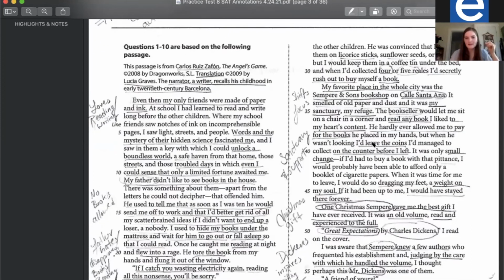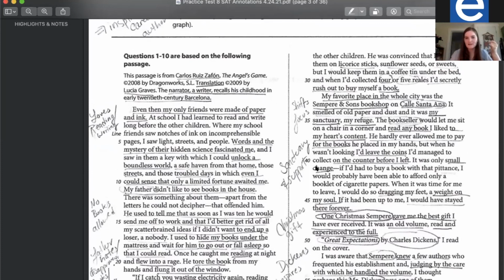So he pays, I'd leave the coins, I'd manage. It was only small change, right? So that's kind of what he's talking about.